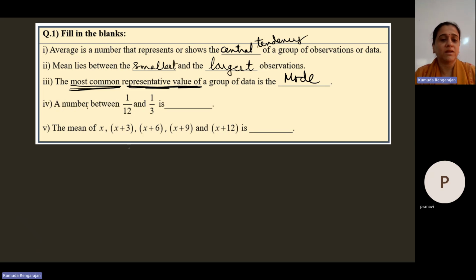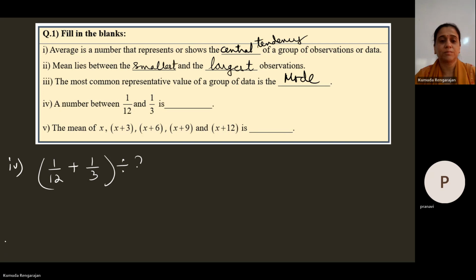A number between 1 by 12 and 1 by 3 is a number between 1 by 12 and 1 by 3 is. So I'll answer the fourth one here. Okay, so it will be 1 by 12 plus 1 by 3 divided by 2. What you have to do is add the two numbers and divide them by 2.